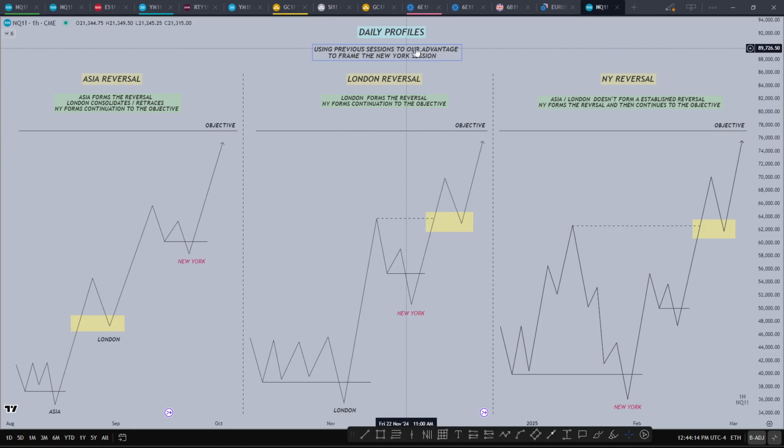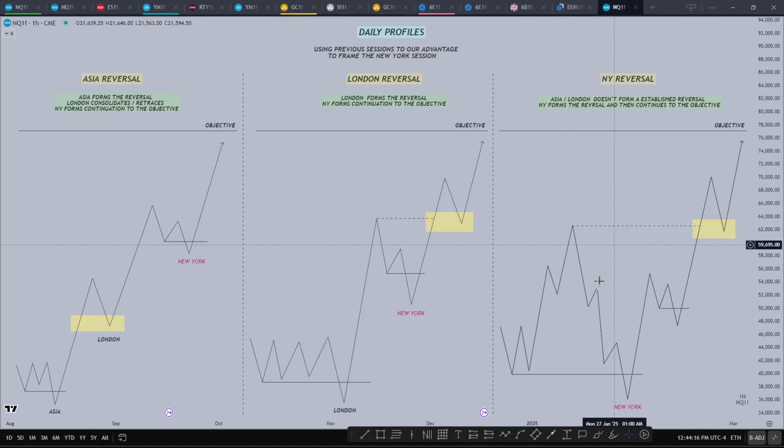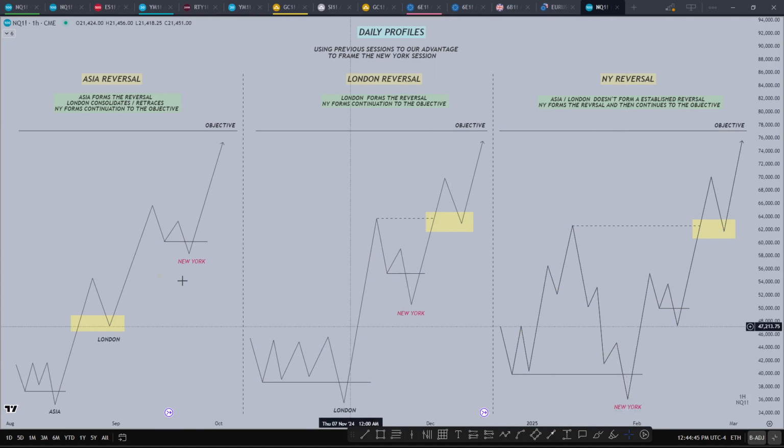We use previous sessions to our advantage to frame the New York session. Like, what did the previous sessions do? London, Asia. If London put a reversal, if Asia put a reversal, what should the next session do? If London, Asia did not put an established reversal, if they consolidate, New York should manipulate and distribute. If Asia put a reversal, London forms a retracement, consolidation, New York forms a continuation leg towards the objective. Simple, but I would use this for teaching you an invalidation.